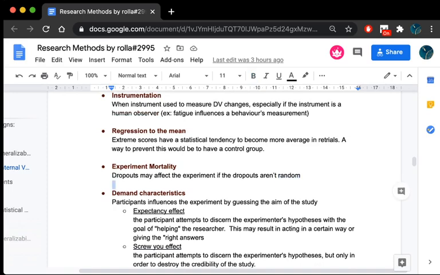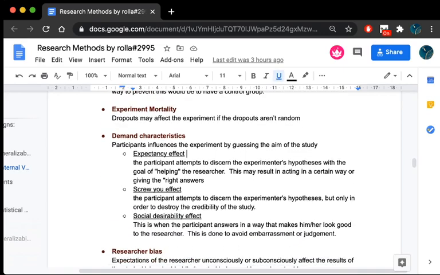Experiment mortality is when the dropouts may affect the experiments if the dropouts are not random. There are some experiments where certain characteristics of people may drop out because of the certain conditions of the experiment. If a lot of people do that, some people are not going to be represented well, and that might affect the results.